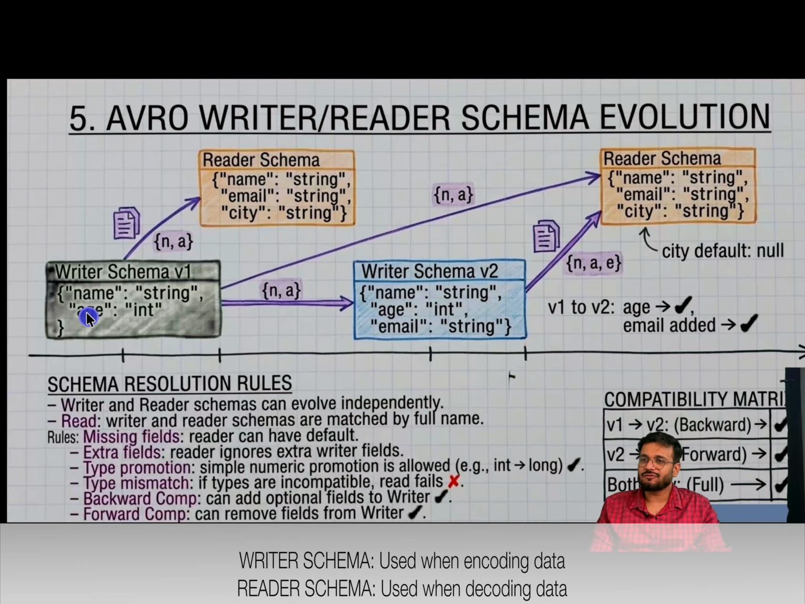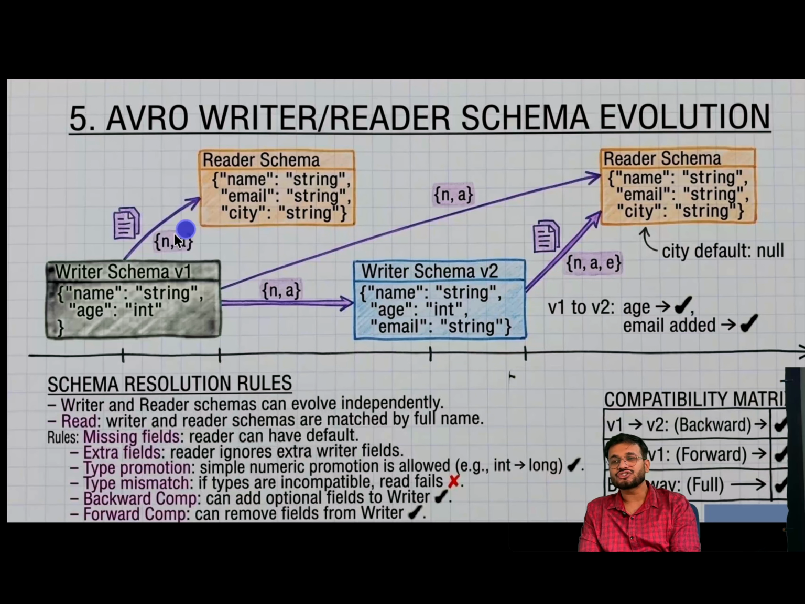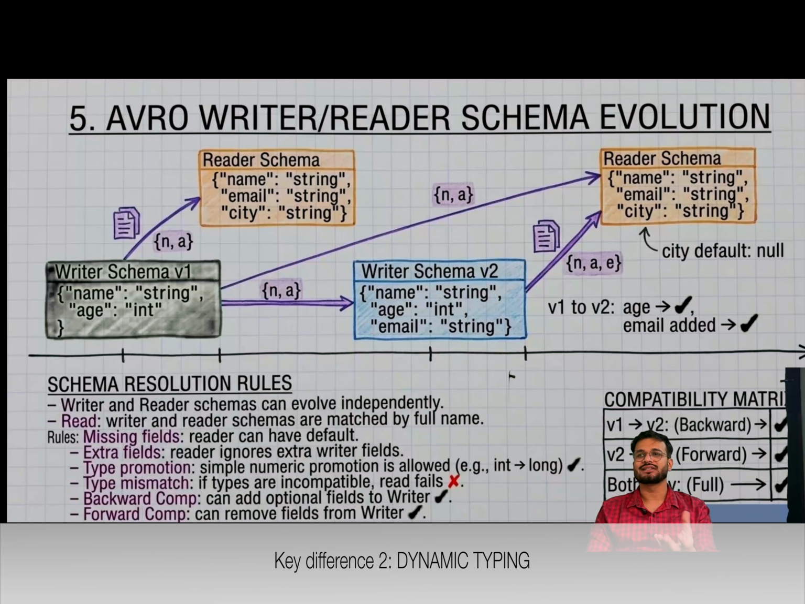The writer schema V1 is sending name and age, but the reader schema has name, email, and city. How do you decode it? The reader schema decoder first sees the version number, and then if there is any extra field, it will assign a default value. This makes it perfect compatibility.